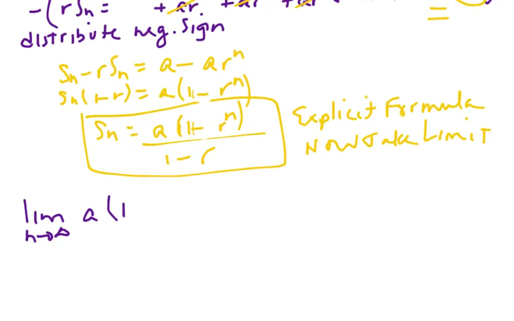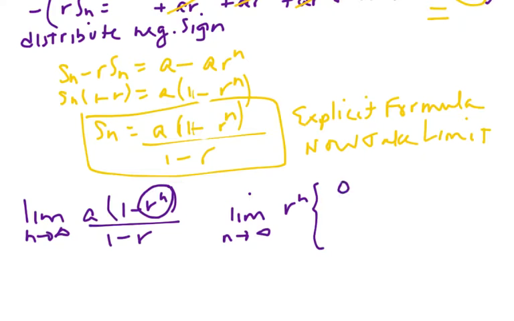So taking the limit of the explicit formula, you notice that the only term that has an n in it is right here. And we worked with this before, so we're going to concentrate on the term with the r^n, since that's where n is going to vary. And we look at the limit as n approaches infinity of r^n.